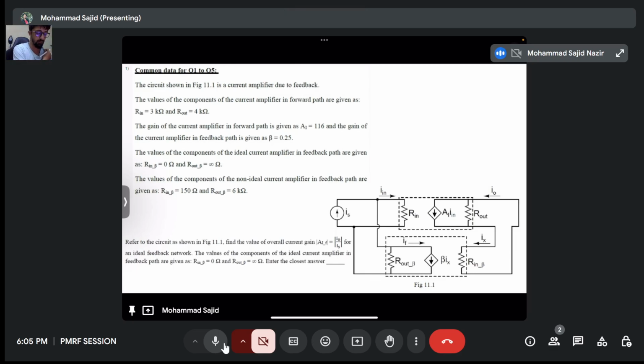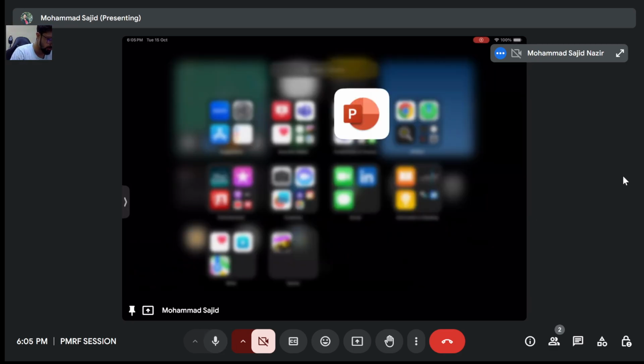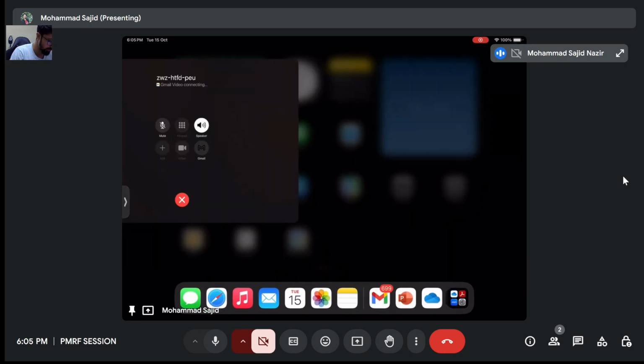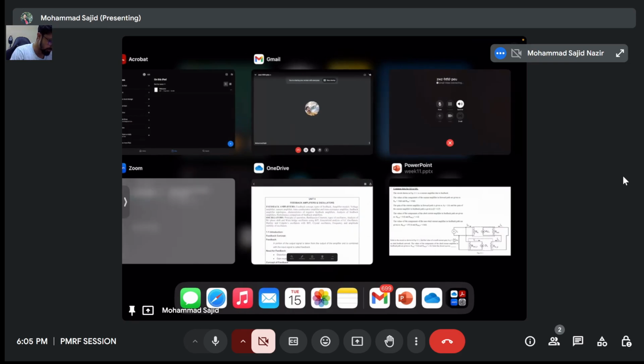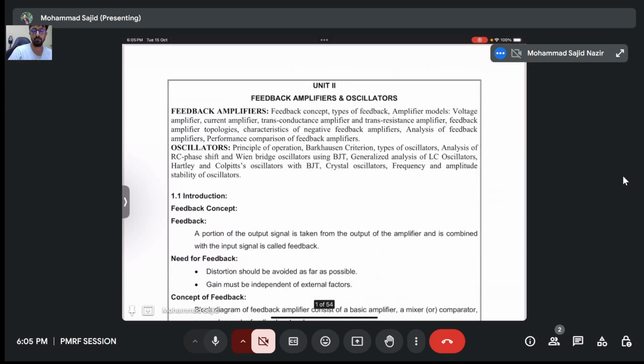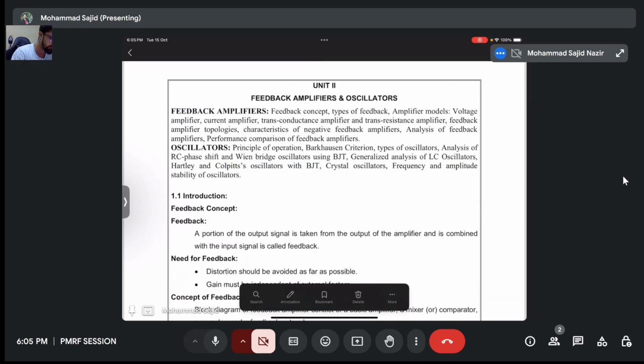The session will be on the feedback amplifiers. First, let's discuss a bit about them. I have one PDF. We can go through that first, and then we can go to a few problems. So, let me just go through this PDF by minute.